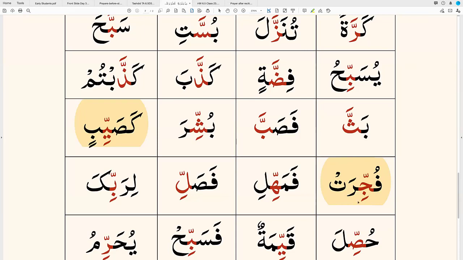Fujirat. Okay, let's move on. Famahili. Mashallah. Fasolli. Fasali. Well done. And here, Lirabbika. Well done. And if you can now read by yourself the highlighted words on that line.